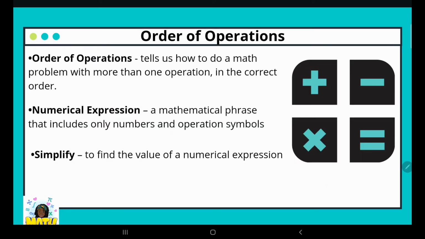So let's look at our vocabulary terms. Order of operations tells us how to do a math problem with more than one operation in the correct order. And when we talk about operations, we're talking about addition, subtraction, multiplication, or division. Numerical expression, a mathematical phrase that includes only numbers and operation symbols. So here you wouldn't have any variables or any of that in a numerical expression. To simplify is to find the value of a numerical expression. So when we talk about equations that have an equal sign, we say we solve those. But when we talk about expressions, we say we simplify an expression.